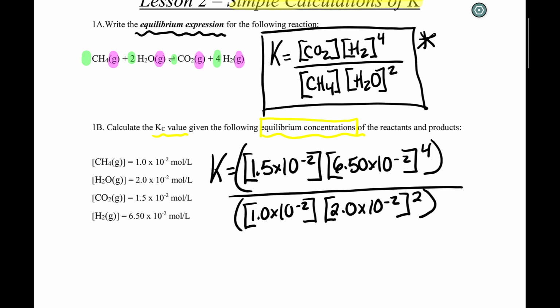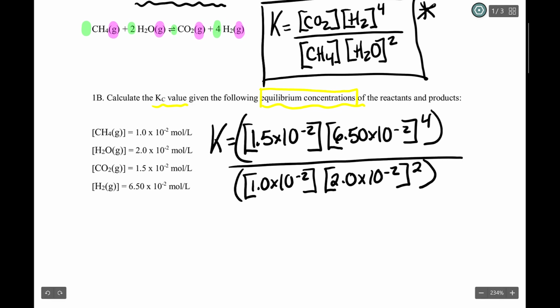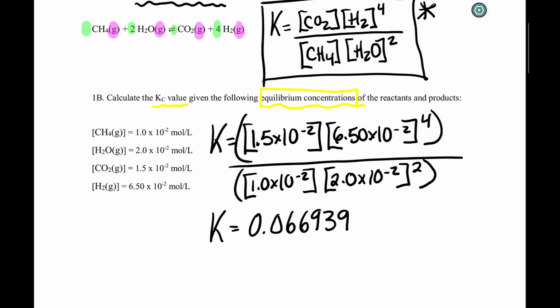Okay, now that you've had a chance to plug it in your calculator, let's see if you got the same value as me. So plugging this in, I got 0.066939. Now this is a unitless value. It's simply a ratio. If you were to plug the units in, they wouldn't cancel out properly. You would get a weird value, and every time you calculated K, you'd probably get a different unit. It is unitless. It is a ratio of products over reactants.